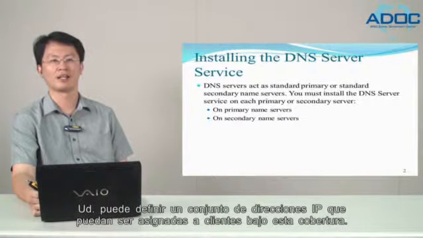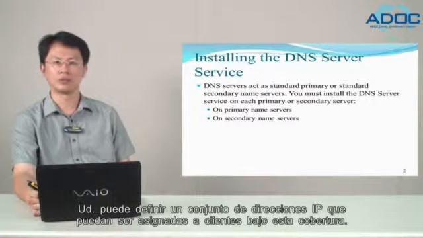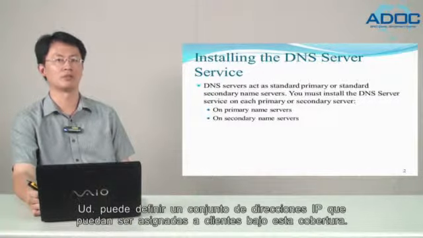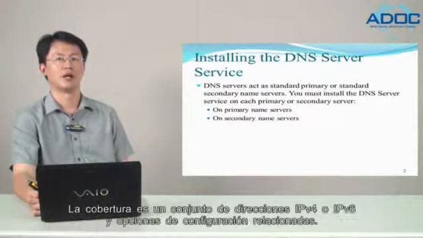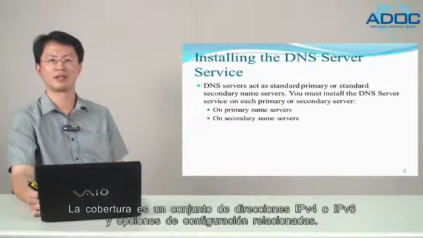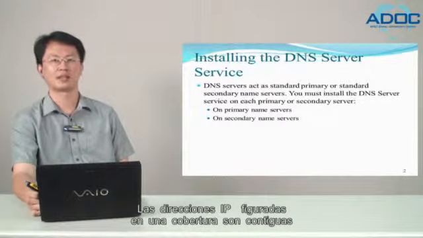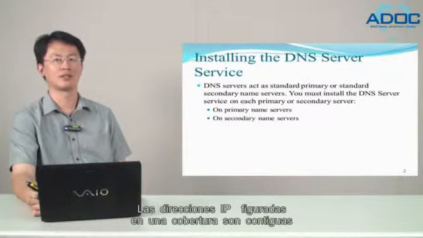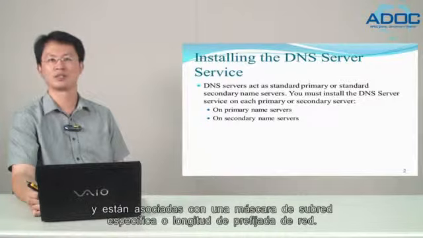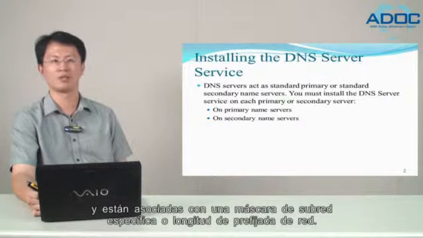And you define a set of IP addresses that can be assigned to clients using a scope. A scope is a pool of IPv4 or IPv6 addresses and related configuration options. The IP addresses set in a scope are contiguous and are associated with a specific subnet mask or network prefix length.